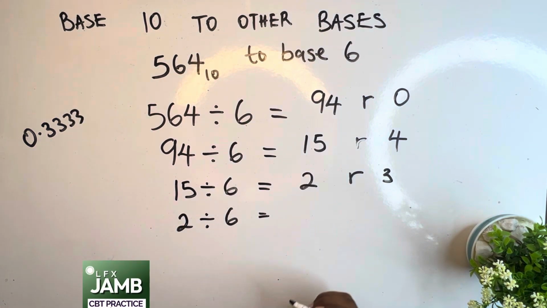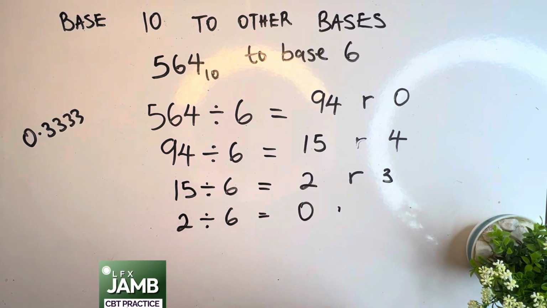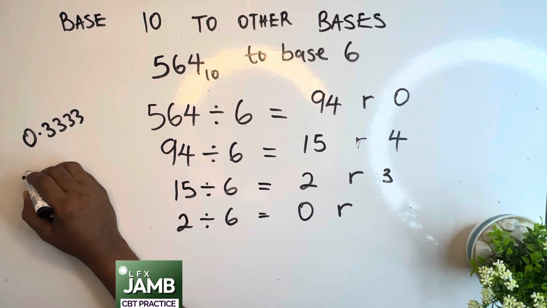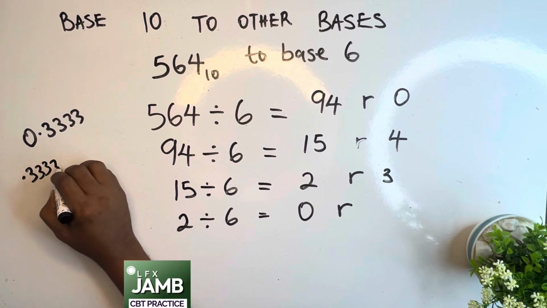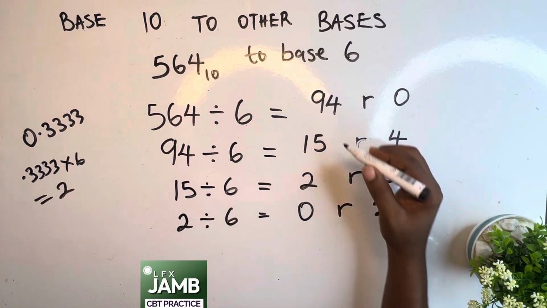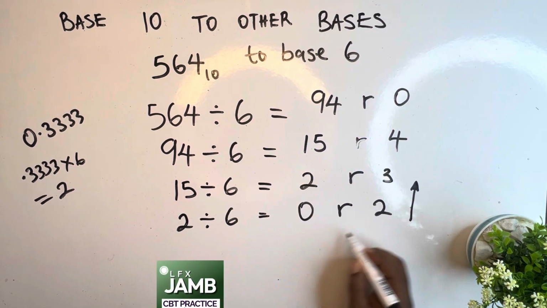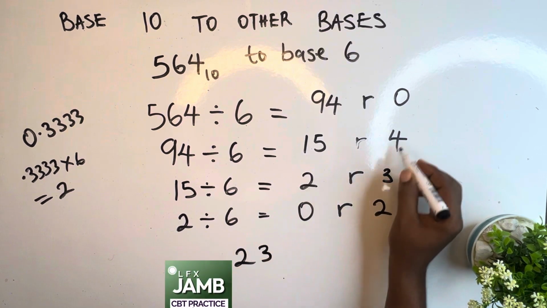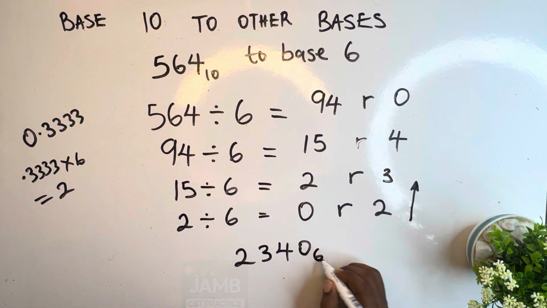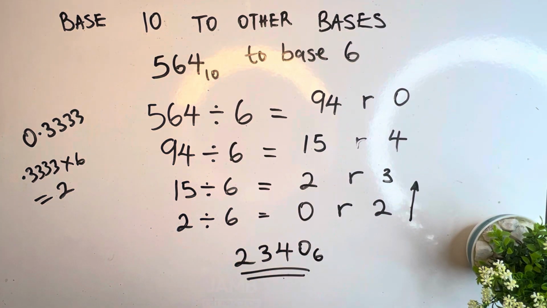0.3333. So we actually know the main number is 0. To get the remainder, we say 0.333 multiplied by 6, which is 2. So now in base 6, we have to read from the bottom upwards. So from the bottom of the remainders, we have 2, 3, 4, 0. So this number in base 10 is this number in base 6.